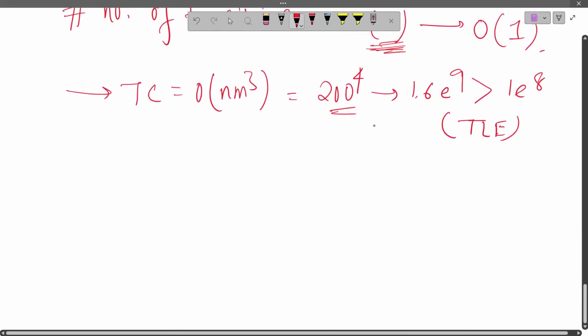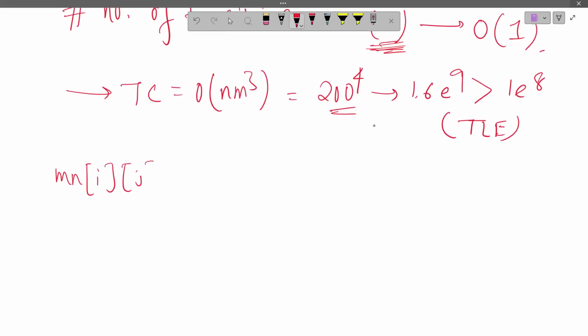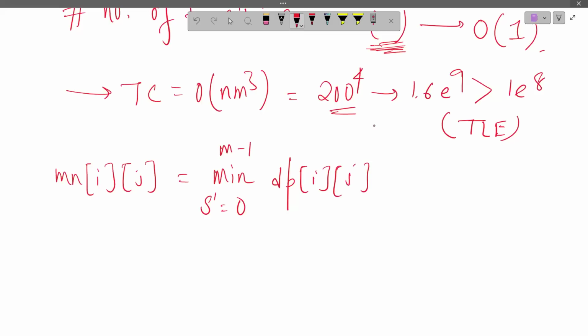So why not maintain one more array mn i j, which is basically the minimum over all s dash from 0 to m minus 1 of the value dp i j s dash.